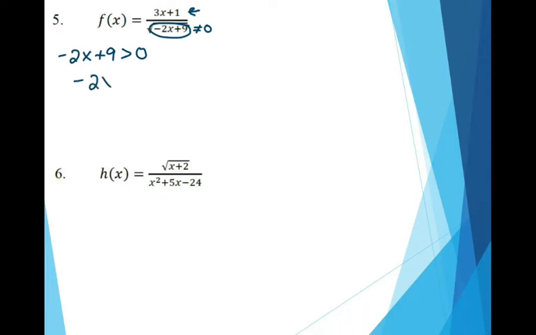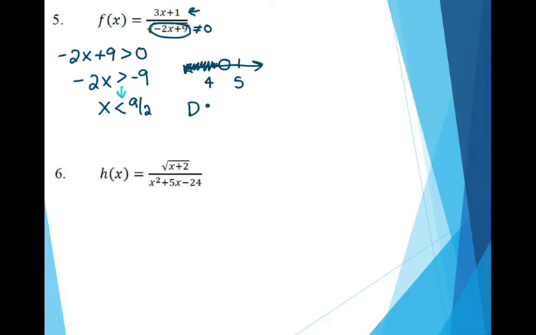That gives me negative 2x is greater than negative 9. Divide by negative 2. Again, I am going to flip my inequality since I am dividing by a negative. So this becomes x is less than positive 9/2, also known as 4.5. I'm going to go ahead and graph that on a number line just so I can figure out where my interval is. So 9/2 is 4.5. And x has to be less than 9/2, so that's everything to the left.